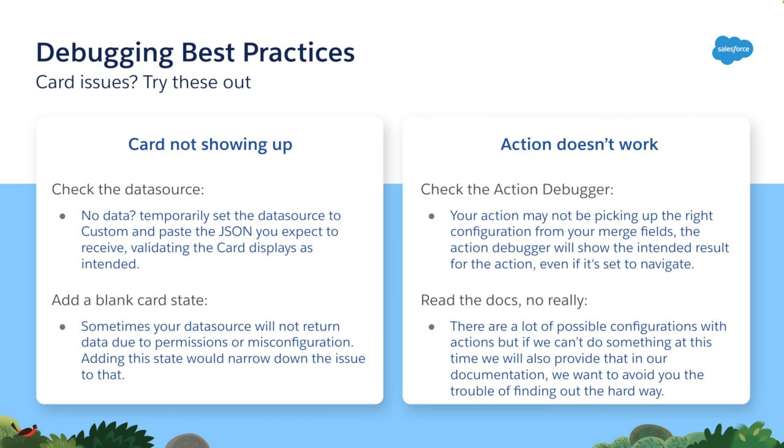What about actions, right? You have created some action and that action doesn't work. How can you debug it? Check the action debugger, as I said. Maybe your action is not picking up the right input. Maybe it's not returning the correct response. So make sure that you use the action debugger to see what's actually happening within.